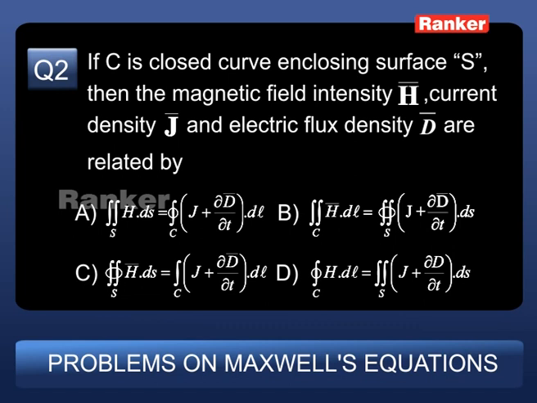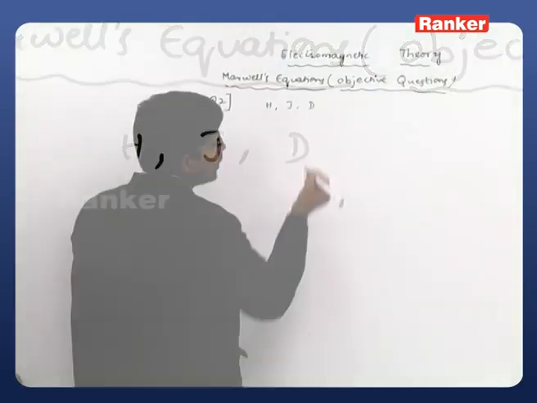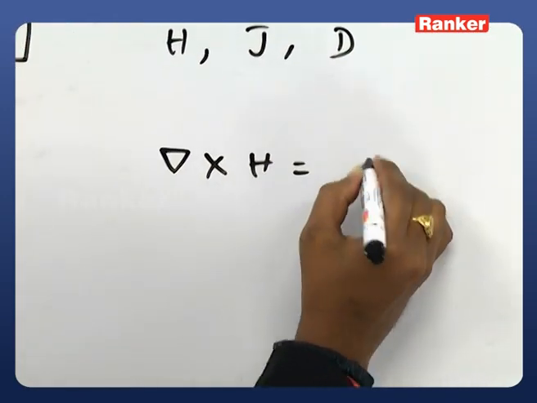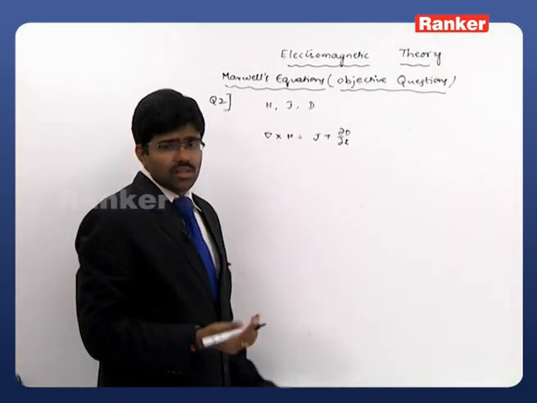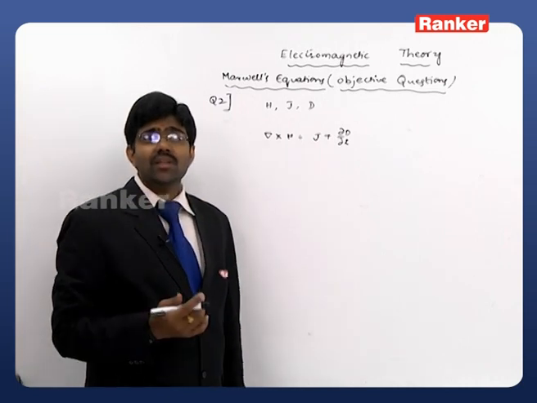Here the question was clear: he asked to relate the magnetic field intensity H, electric flux density D and current density J. If you recollect Maxwell's equations, the relation between H, J and D is the beautiful equation del cross H is equal to J plus dou D by dou t. This is the basic equation remembered in point form, but the options are given in integral form.